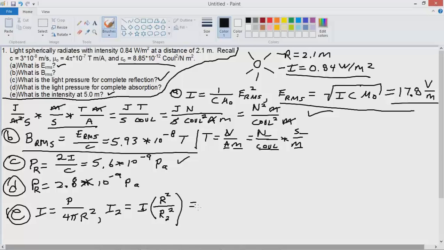And sure enough, there's the formula. 0.84 times parentheses 2.1 divided by 5, close the parentheses, square it, and hit the equal sign. 0.148 watts per meter squared. 148? Yes, 148. All done. Okay, that's it for 32 to 36.